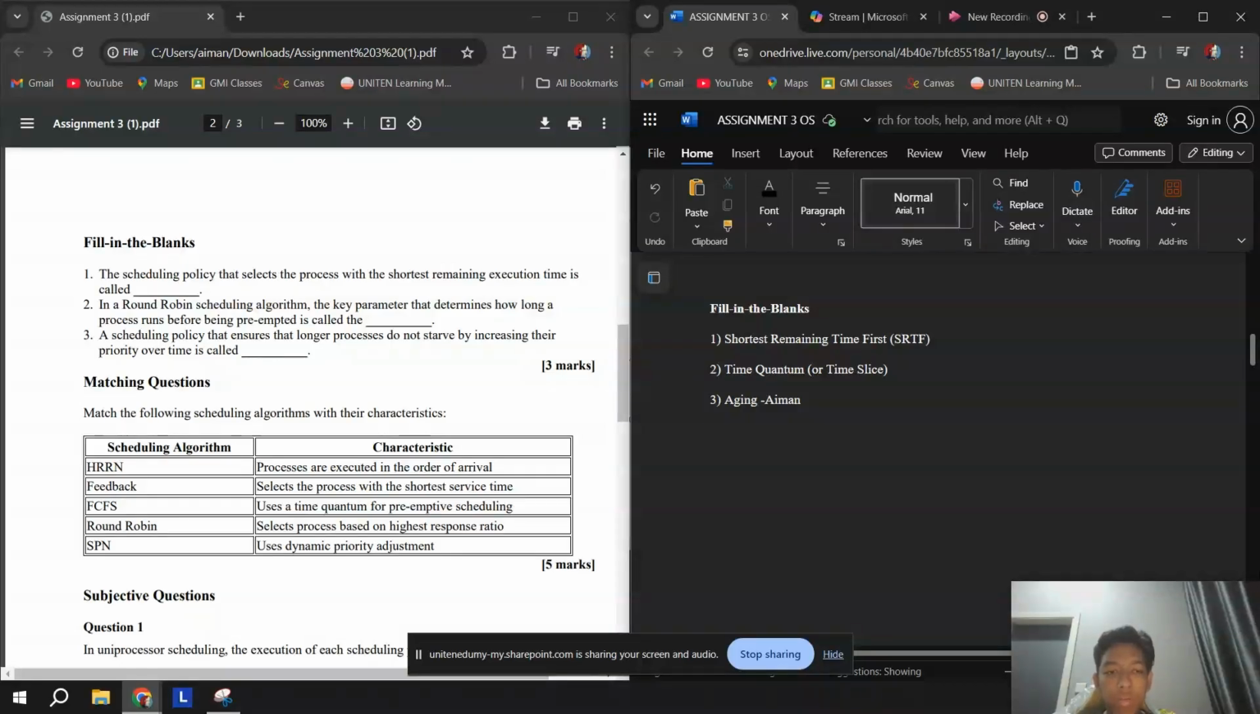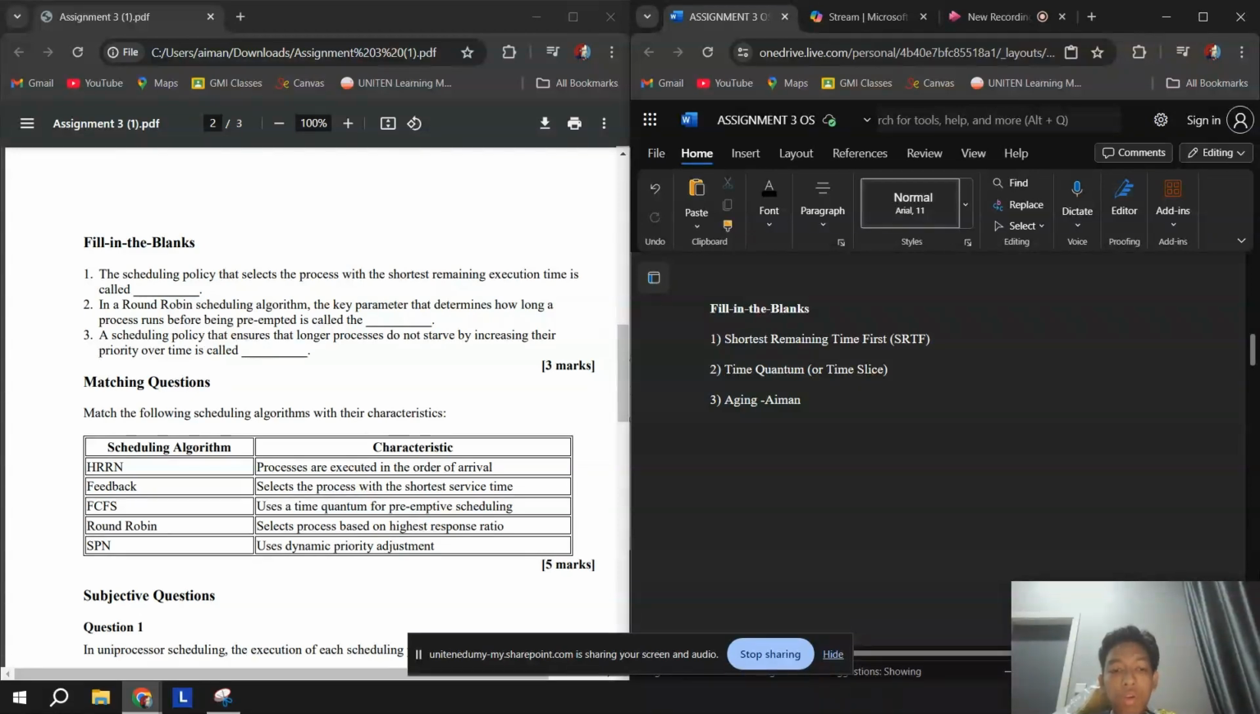Okay, my name is Aiman Syamil Shah, and today I will be presenting the assignment 3 fill in the blanks questions. For the first question, the scheduling policy that selects the process with the shortest remaining execution time is called. The answer is shortest remaining time, or in short form SRTF. SRTF picks the process with the smallest time left to complete. It is preemptive. If a new shorter job comes in, it interrupts the current process.